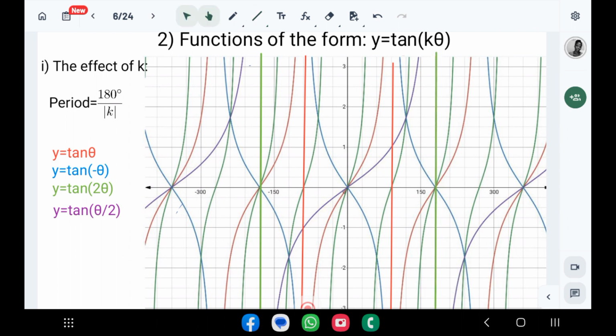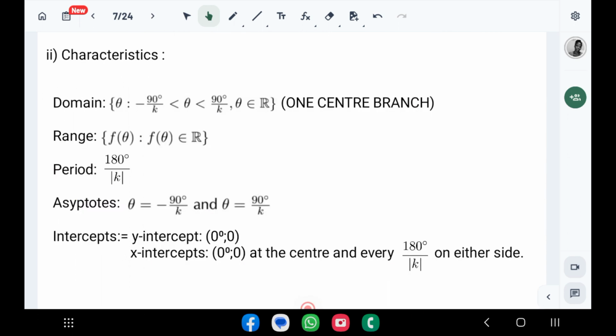So now notice how your center branch domain is now matching with your K and the period. So it is between negative 180 degrees and 180 degrees for y equals tan of theta over 2, and so on and so forth. So this is how you decide and figure out what your period is going to be like, and what your asymptotes are going to be like. Now, once you discover that on the center branch, the rest is easy to duplicate.